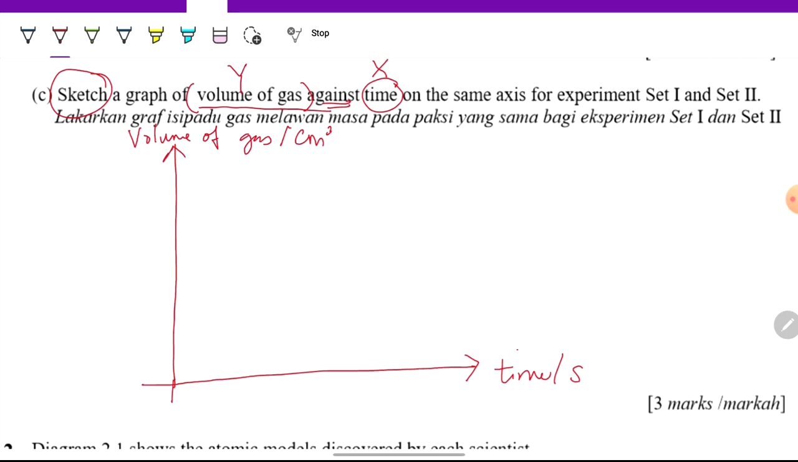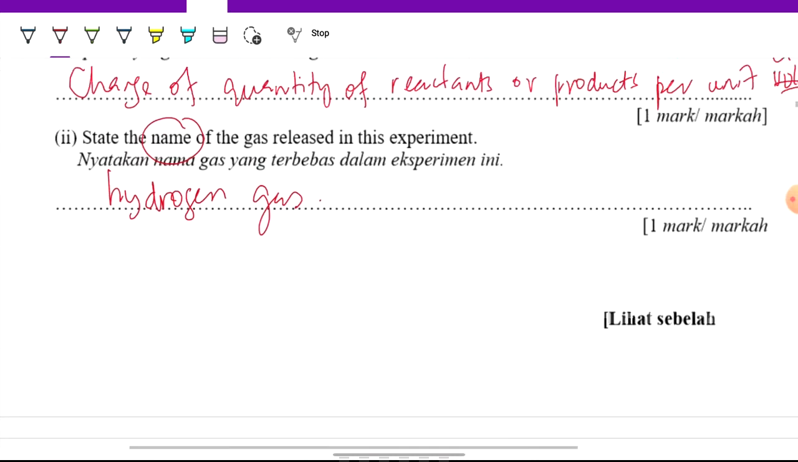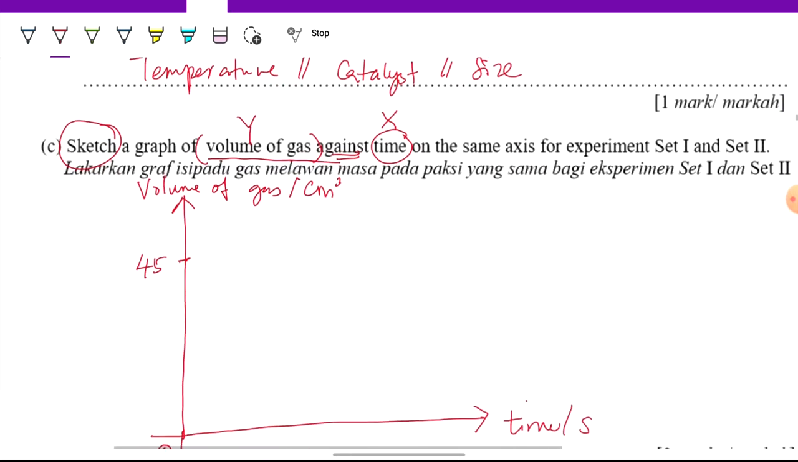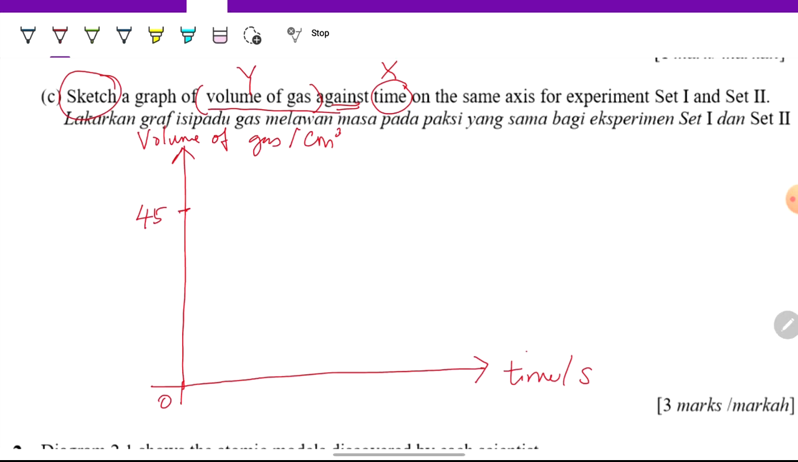Here we know that set 1 has a higher rate of reaction, right? So we need to reach the volume of 45. Actually, we don't know whether the volumes are the same at the end or not, because it is not mentioned. It should be mentioned so that we know the volume of gas collected is exactly 45, or whether it will increase to more than 45. But never mind. We have two times here, 150 and another one 180.